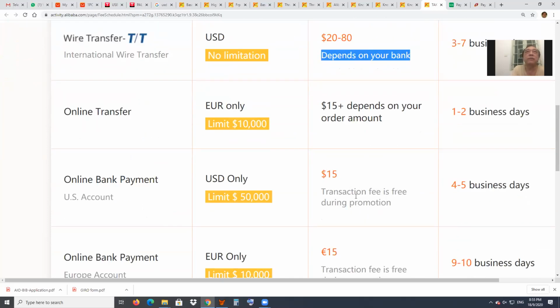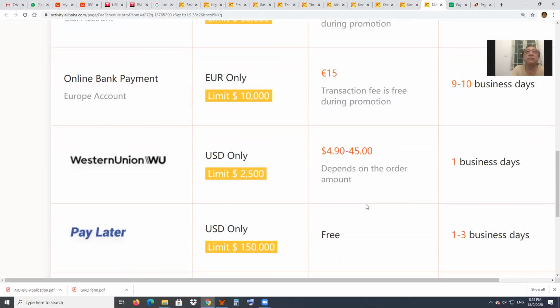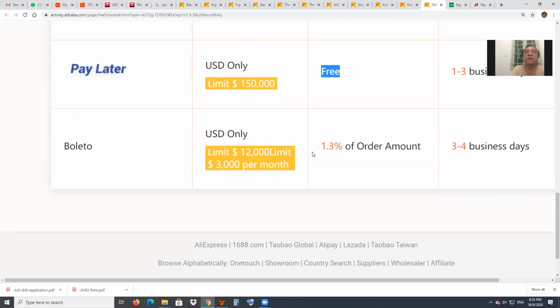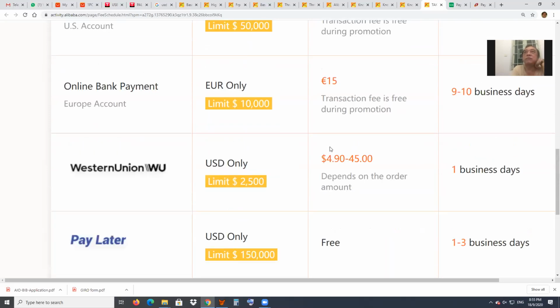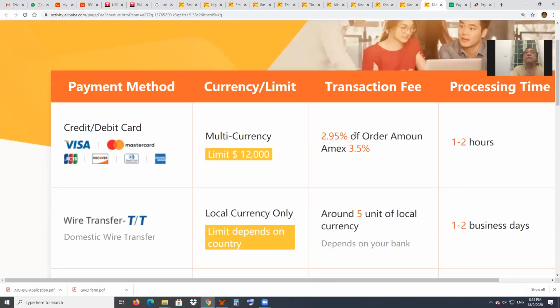Online is not applicable to you. Online banking, all this is not applicable to you. Western Union, pay later, free, no need to pay, but also not applicable to you. Boleto is Brazil, also not applicable. So over here, you only have Western Union, wire transfer, and credit card. If you want to use Alipay, then you have to talk to the vendor.